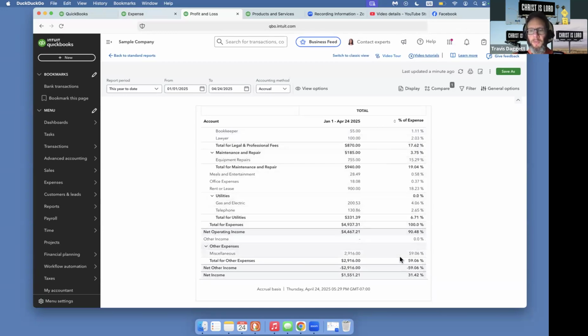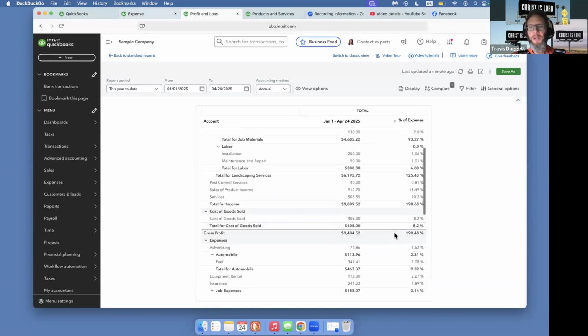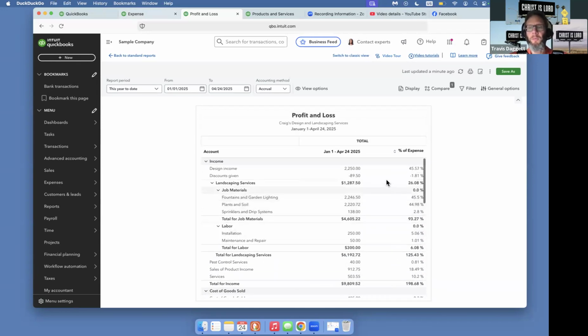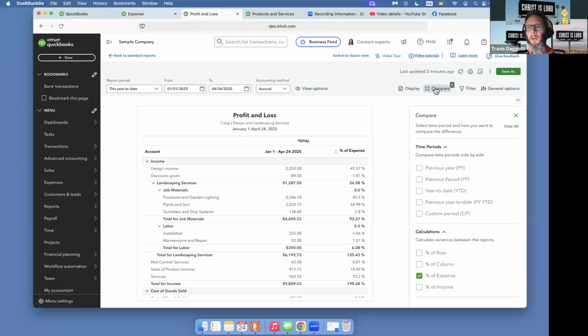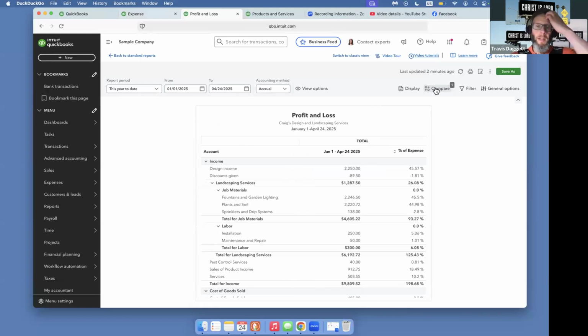A good way, miscellaneous, right? That's pretty high. A good way to look for red flags, look for problems, look for ways you can economize on the expense side, on the income side, where you want to put your time and effort. So that's the modern view and the compare feature, something you might not have looked at before.